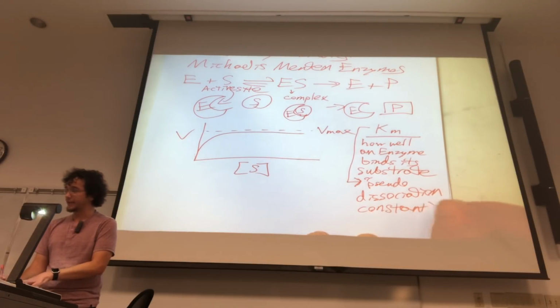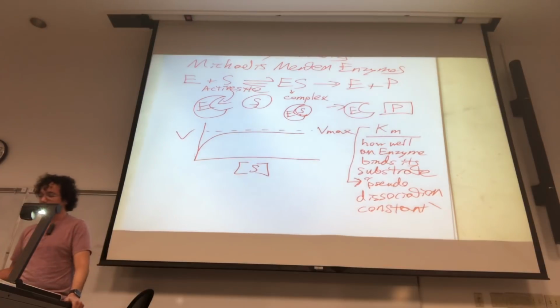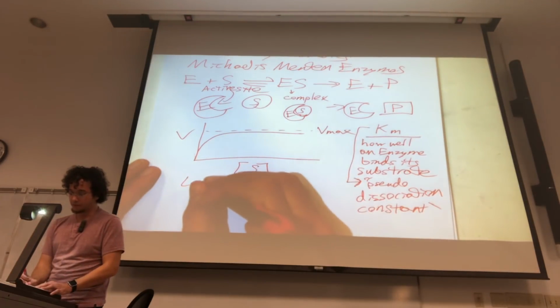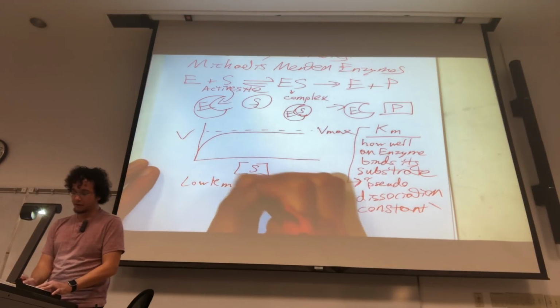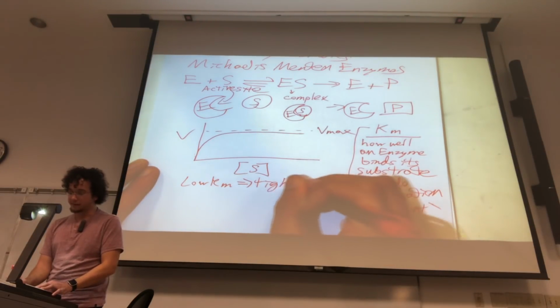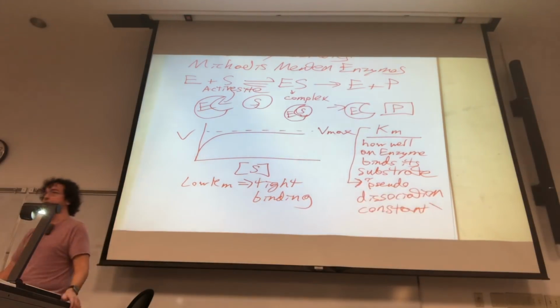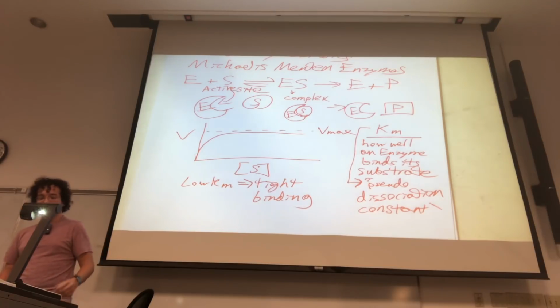So I simplify it as Km is just a number that describes how well an enzyme binds to its substrate. A low Km means tight binding. The enzyme is really good at grabbing onto its substrate. So the more efficient enzymes, the better catalyzing enzymes, are the ones with low Km values.